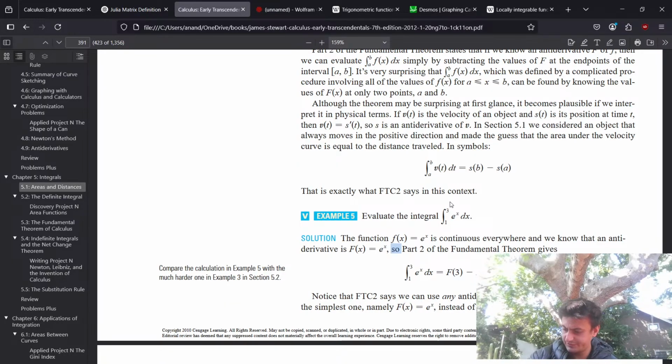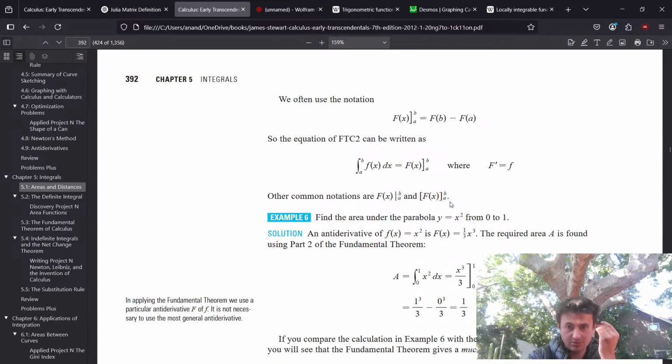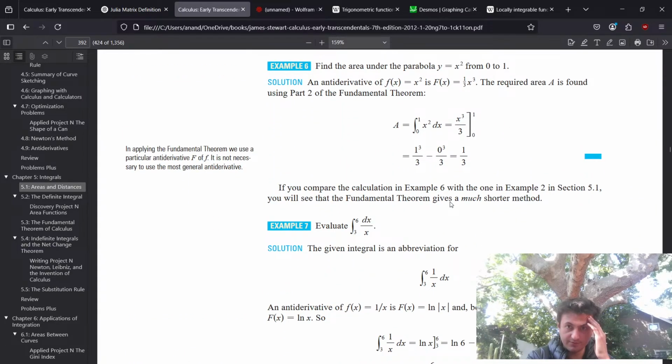The integral from 1 to 3 of e to the x dx. So we know that e to the x prime is equal to e to the x. So therefore f is equal to e to the x, and this is f of x really. So then big F of 3 minus big F of 1 is going to be equal to e cubed minus e. All right, nice. This is actually going pretty well.